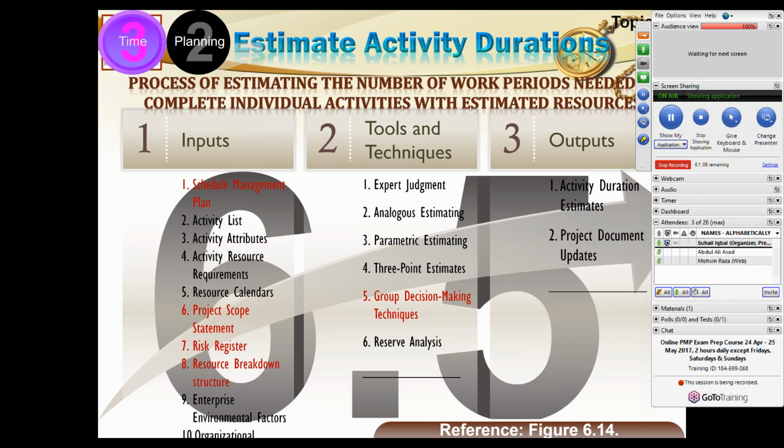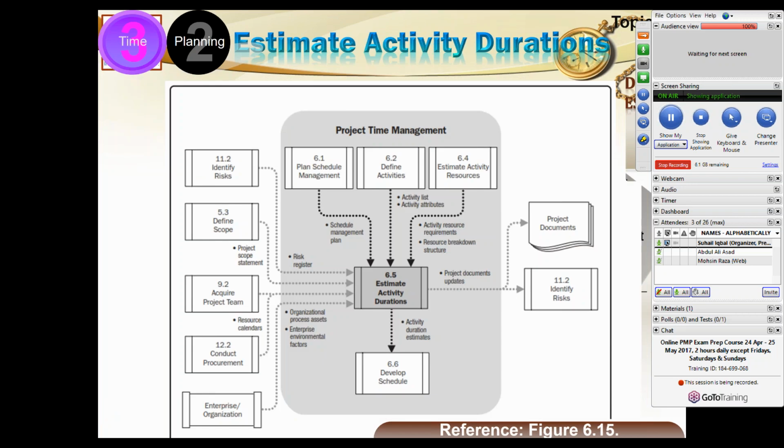Right. So as a result, you will have the activity duration estimates and your project documents will be updated in that light. So the next diagram simply shows the enormous number of inputs coming to you. Don't be afraid of it. They look like many things, but they are very logical. You need to have risk register, you need to have scope statement, you need to have resource calendar, enterprise environmental factors, process assets, schedule management plan, activity list, activity attributes, activity resource requirements, activity resource breakdown structure.